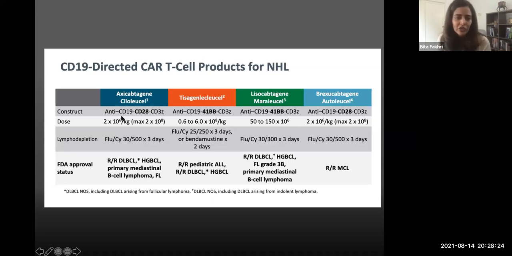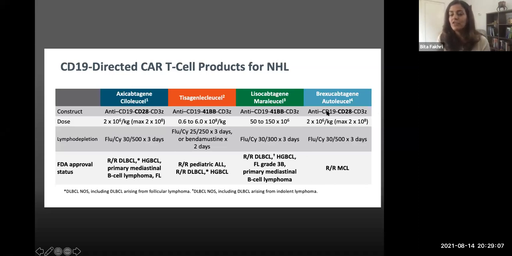And they have their indications. So for axi-cel, you use that for patients with relapsed refractory diffuse large B-cell lymphoma, high-grade B-cell lymphoma, primary mediastinal B-cell lymphoma. Recently, it was also approved for follicular lymphoma. Tisa-cel has a very novel FDA indication for pediatric ALL up until the age of 26. It is also approved for DLBCL and high-grade B-cell lymphoma, but it is not approved for primary mediastinal B-cell lymphoma. So if you have a patient with primary mediastinal B-cell lymphoma, you use either axi-cel or liso-cel. The indications for liso-cel are very much similar to axi-cel.